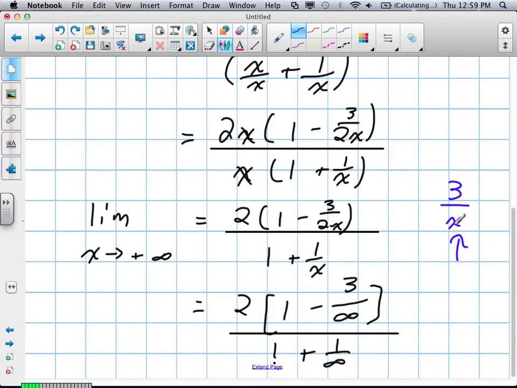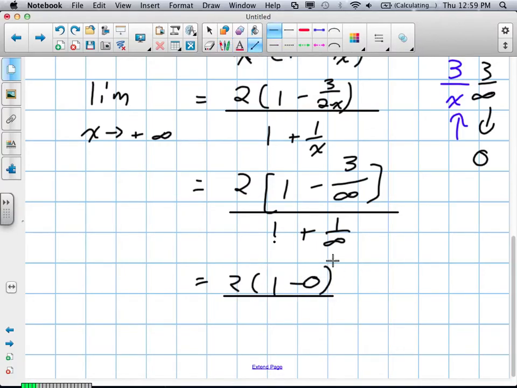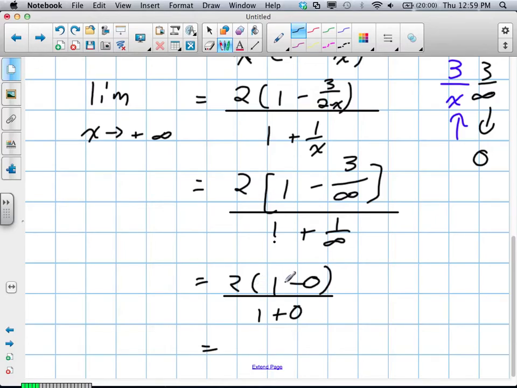Well, like we said, if we're dividing by an infinite number, we're essentially ending up at a 0 value. So what we end up with is 2 times (1 minus 0) divided by (1 plus 0). When we do that, 1 minus 0 is 1, times 2 is 2. 1 plus 0 is 1. Well, 2 over 1 is the number 2. So what we've found here is the value of this horizontal asymptote.